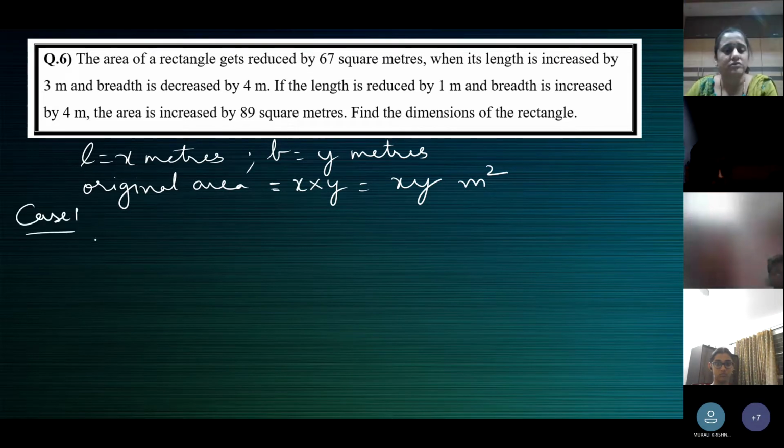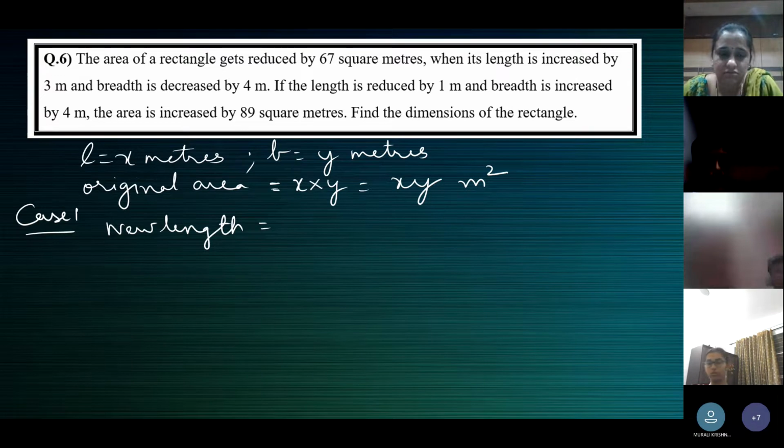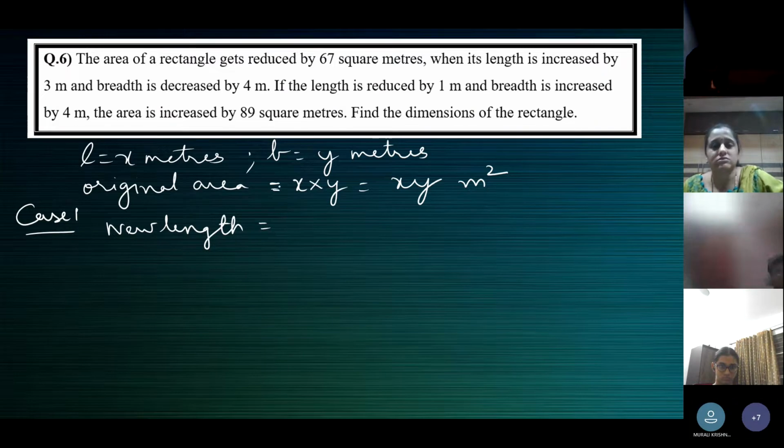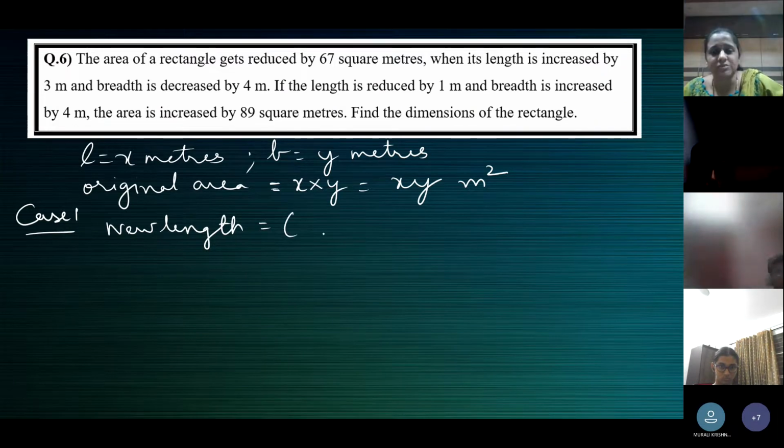What is the new length? Ma'am, x plus 4, ma'am. The new length is? 3x. Okay, 3x means 3 times the length. X plus 3, ma'am. Increased or decreased means you should add or subtract. X plus 3, because it's increased by 3 meters. So the original length plus 3. Okay. What's the new breadth? Y minus 4, ma'am.